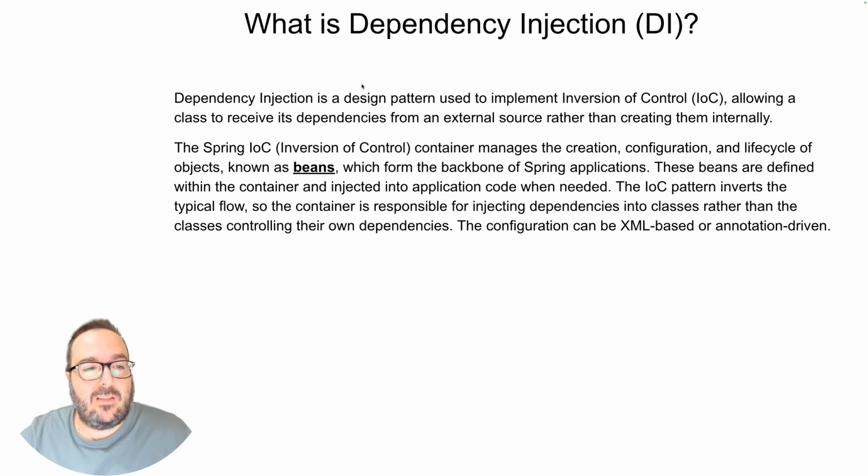But before moving to that, a very important concept is the inversion of control. Spring has an IOC container that manages the creation, configuration, and the life cycle of objects, known as beans, which form the backbone of Spring application. These beans are defined within the container and injected into application code when needed. That means that the class A, whenever it needs, is going to get a class B instance. But if the class B instance is needed in another class, let's say the class C, the Spring Boot IOC is going to inject the same instance in the class C also.